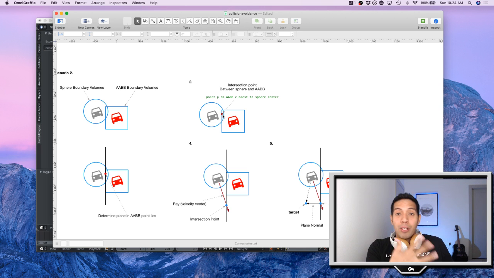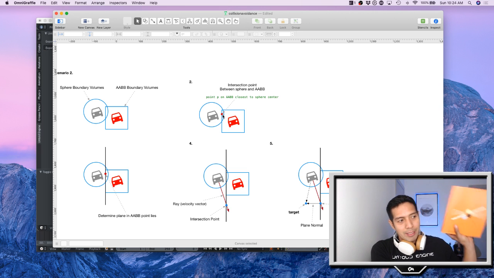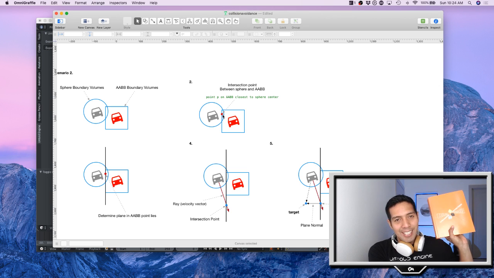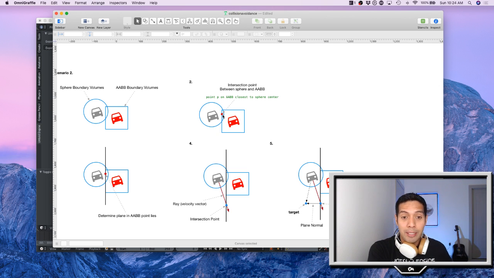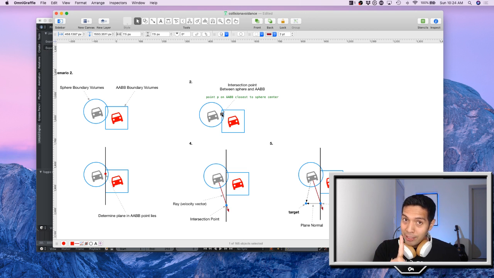I was able to determine all of that because of this amazing book. The primitive tests that I told you about between a sphere and a cube, a sphere and a triangle, are given by this book. So it really helps a lot, right? The whole idea is to determine the intersection point between the sphere and the cube. Here's what you need to remember: a point P on the cube that is closest to the sphere center. And that's it, right?